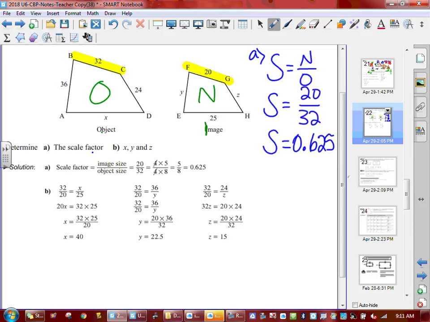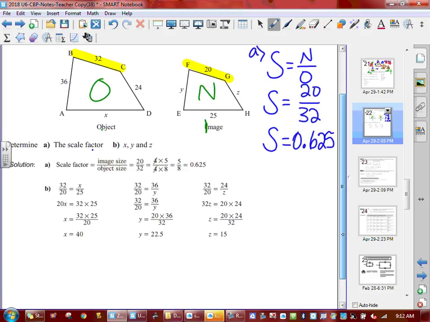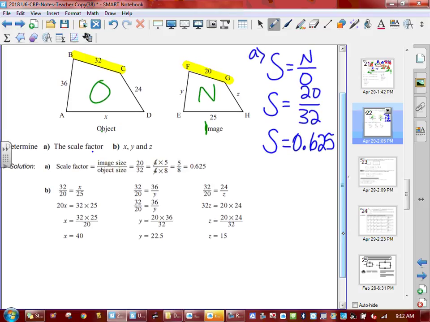Now we need to use the scale factor, or just set up our side ratios to cross multiply. We got to find x, y, and z. Okay, so let's find x first.